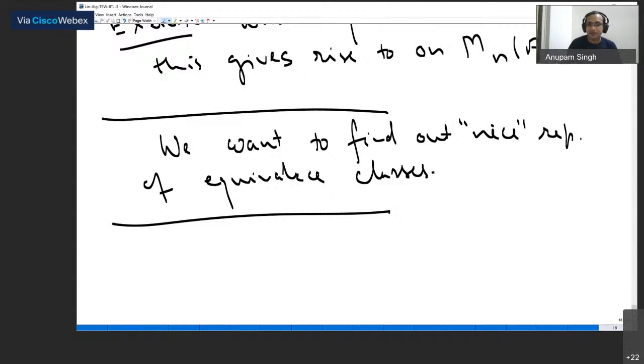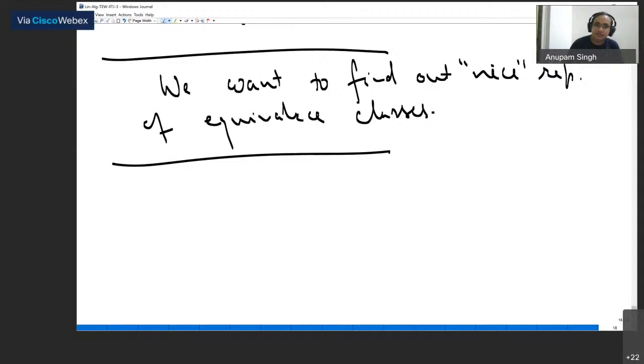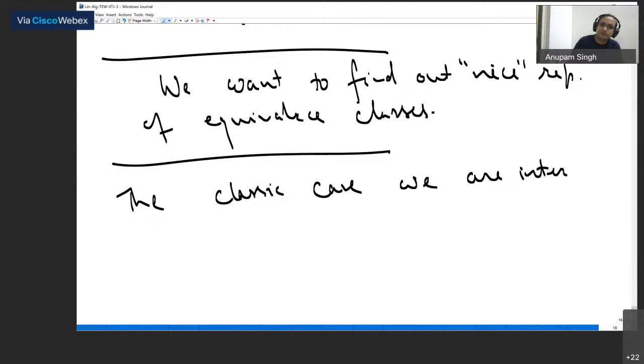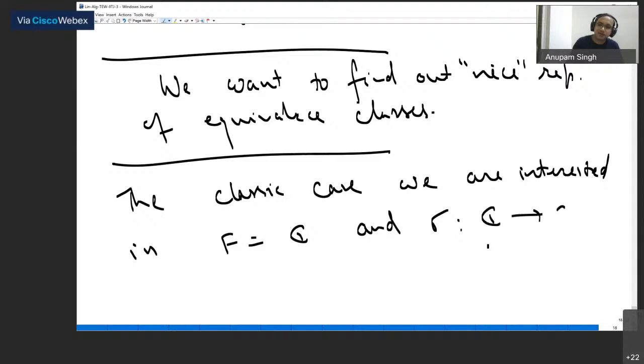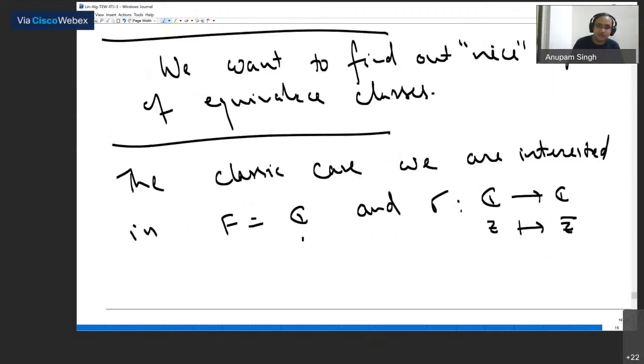All right. The answer is much more tricky in this case, and I will give you the answer for one particular situation. That particular situation is, of course, the complex case. This is what we will be interested in. So the classic case we are interested in is F equal to C, and sigma from C to C is the complex conjugation, z going to z bar. The field K will become R here. So C is an extension of R.